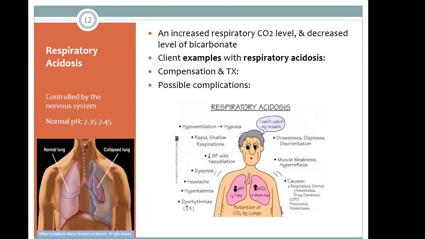And the patients will continue to complain that they can't catch their breath or get enough oxygenation to their tissues. We see this most often with patients who have COPD, pneumonia, atelectasis, post-op patients who come out with anesthesia, and drug overdose patients. You'll note that the pH will be below 7.35 and the CO2 will be above 45. And again, this is due to the retention of the carbon dioxide by the lungs.